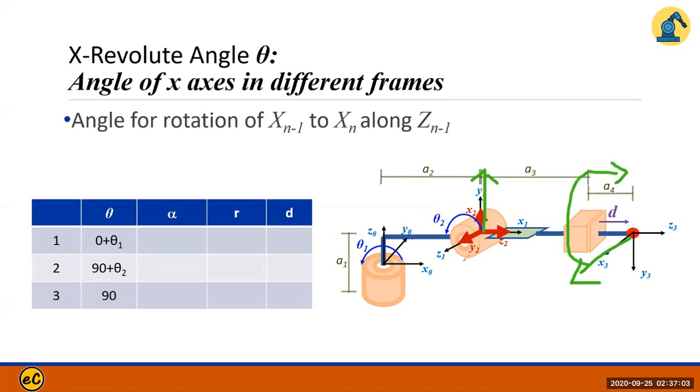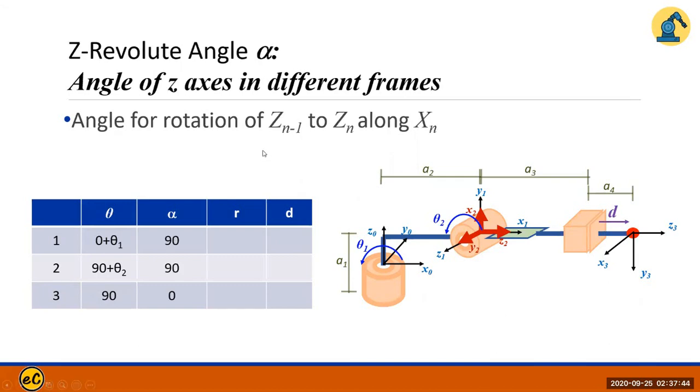So basically that will be from x2 to x3. So it's turning this way. So it's a 90 degree. Your z2 direction is over here. Based on right hand rule, you will turn like this. But there is no theta 1 or theta 2 involved. So that's the first, the x revolution angle theta.